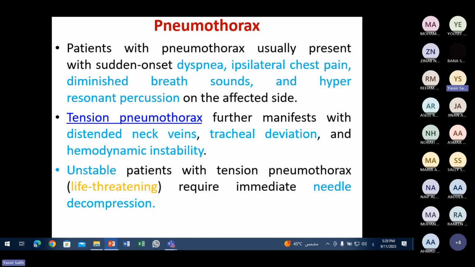How to do this decompression is not required of you, but you have to insert a needle at the mid-clavicular line at the second intercostal space to relieve the tension. This is the initial treatment of tension pneumothorax. Later we will do a chest tube, but first you have to insert a needle to decompress the lung. The patient is hypoxic and in distress, so it is life threatening. Do not even send them for imaging, because this is life threatening.